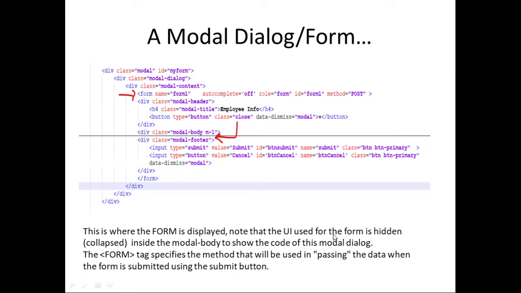Note that the UI used for the form is hidden, so collapse this one inside the modal body to show the code of this modal dialog. The form tag specifies the method that will be used in passing the data. So the form is one. The method is post. That's the method we're going to use to pass the data to our file, wherein we're going to accept the data from this form. And that was discussed a while ago, the saveemp.php.